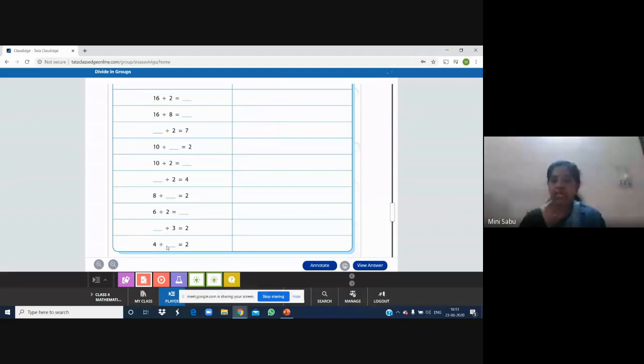Then the last question. 4 divided by dash equal to 2. Here you have to say the table of 2 till you get 4. 2 2s are 4. Here the answer will be 2. What will be the multiplication fact? 2 2s are 4. Is it correct? So from a division fact, we can check by the multiplication fact.